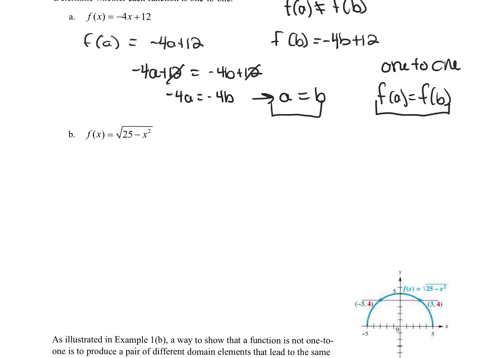At the bottom of the page, it says something about a horizontal line test, and I want to give you a graphical representation of this real quick. So if I were to graph example A, that's a linear function with a y-intercept of 12. So there's my y-intercept. Its slope is negative 4, so I go down 4 over 1.